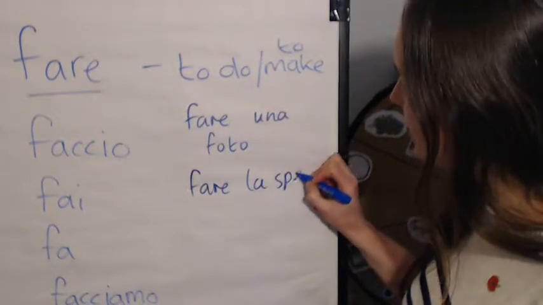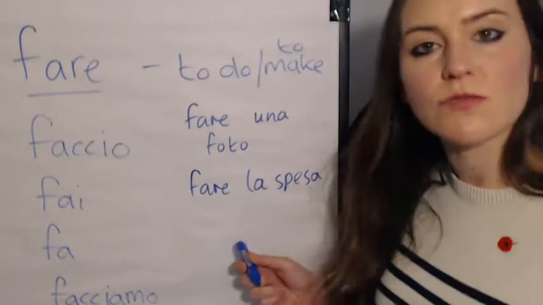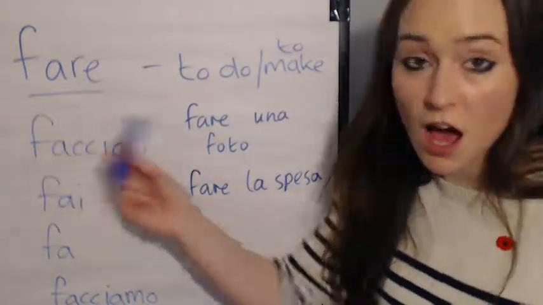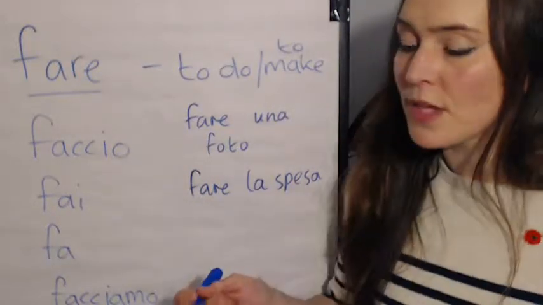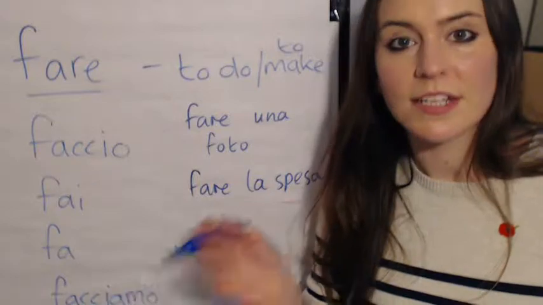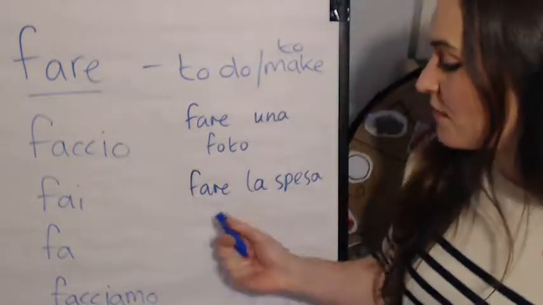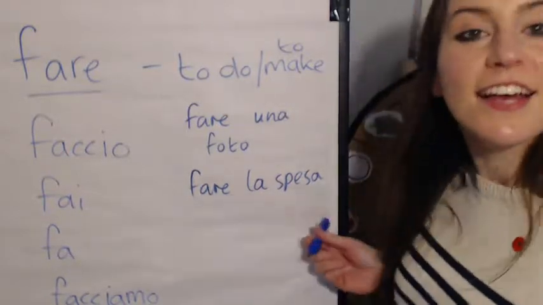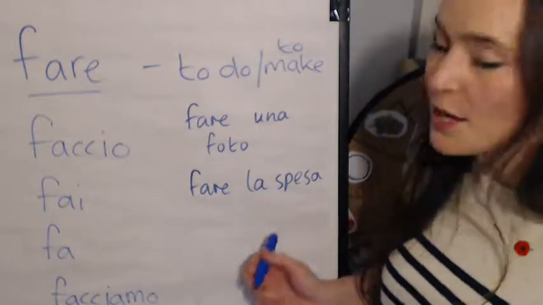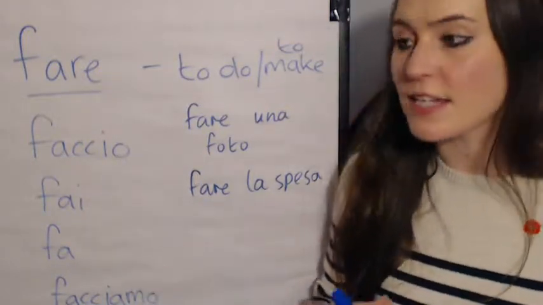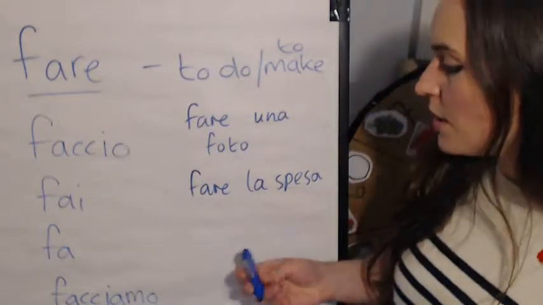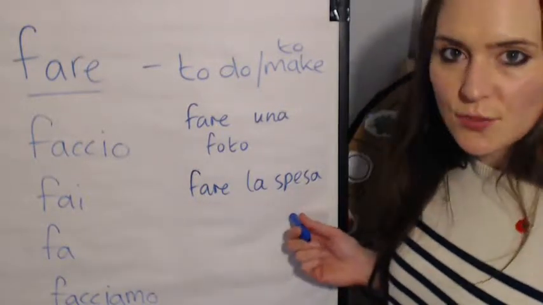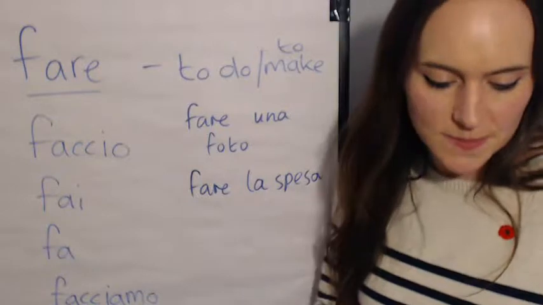Fare la spesa. This is a useful one. Something I do at least once a week. Io faccio, so you use the I form, faccio la spesa ogni settimana. Vado al supermercato per fare la spesa. So I go to the supermarket to do the grocery shopping. That's going out and buying the bits that you need, like food, drinks, that kind of thing. So facciamo la spesa ogni settimana. We do the shopping, like the food, drink shopping, provisions.